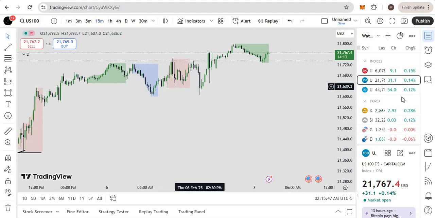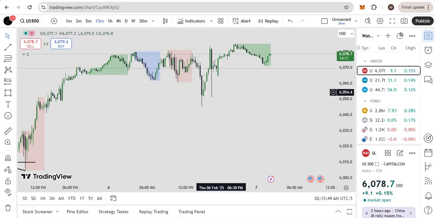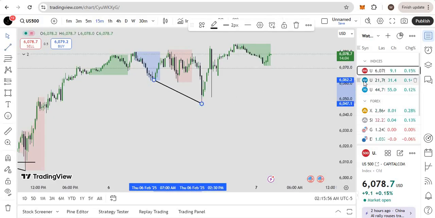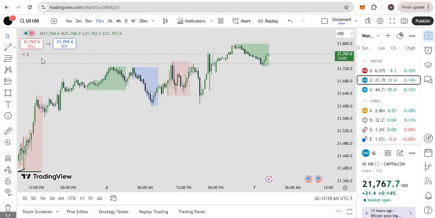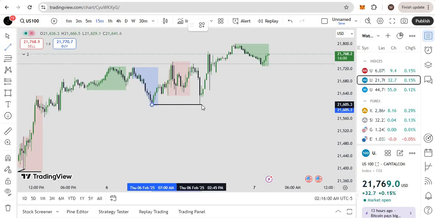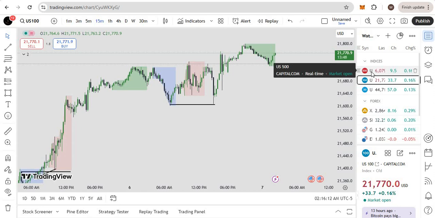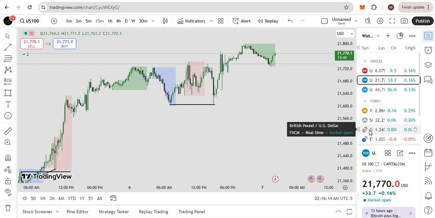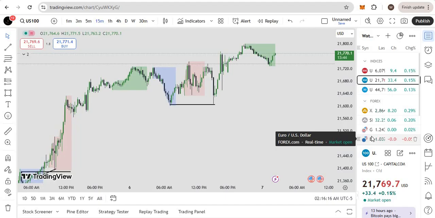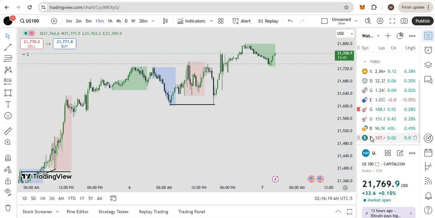Standard. London. It will increase your win rate. Do you understand? For US 100, use US S&P 500. Okay. For gold, it's silver. For GBP USD, Euro USD, and also DXY, the dollar index.